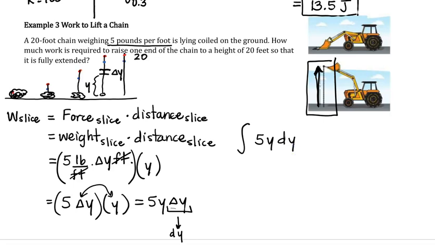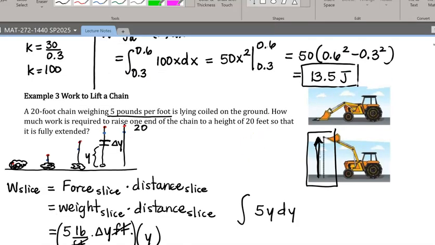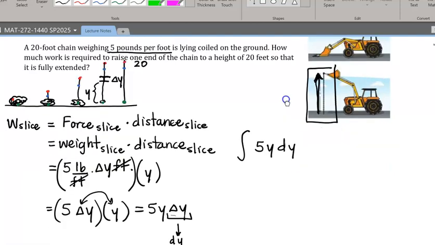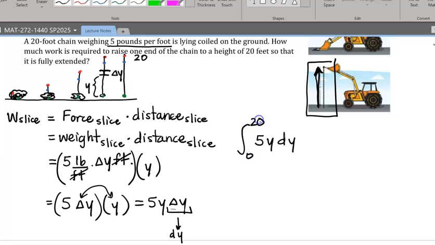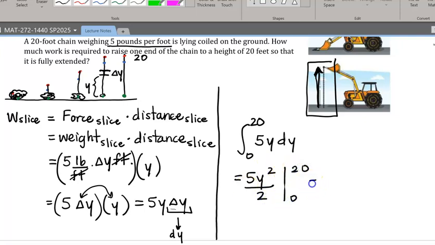Now, what are our limits of integration? What values does y range over? Well, as we've seen, some pieces of the chain, like the very top of the chain, have to travel 20 feet to get to their final destination when the chain is fully extended. And then wherever the bottom of the chain is, well, the bottom of the chain never moves at all, doesn't travel at all. It always stays on the ground. So y can range from 0 to 20, the length of the chain. And now here we have an integral that we have set up and that we know exactly how to integrate. We use the power rule and apply the fundamental theorem of calculus.